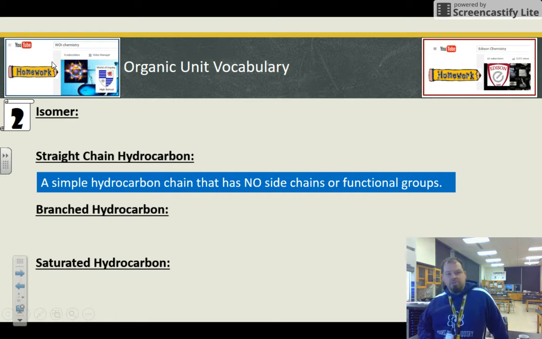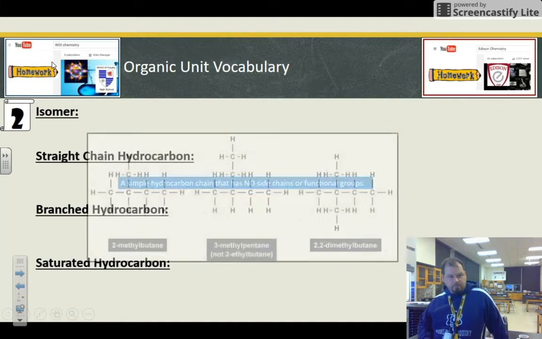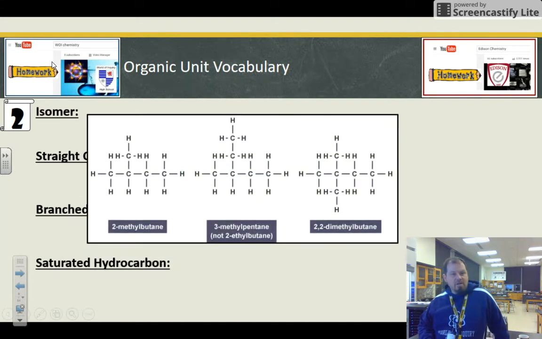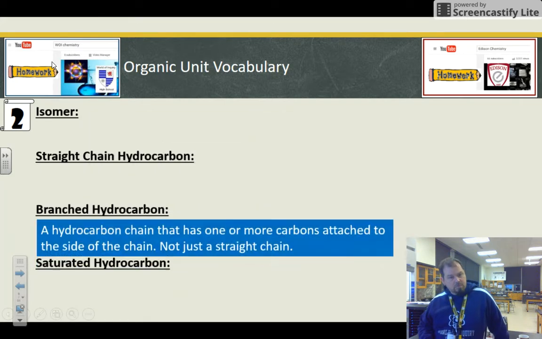Okay? Straight chain hydrocarbon. A branched hydrocarbon literally is what it sounds like. It has a branch sticking off of more carbons. But notice it's still just carbons and hydrogens, hence branched hydrocarbon. Okay? Hydrocarbon chain that has one or more carbons attached to the side of the chain. It is not just a straight chain. Okay? There's branches, just like in a tree.